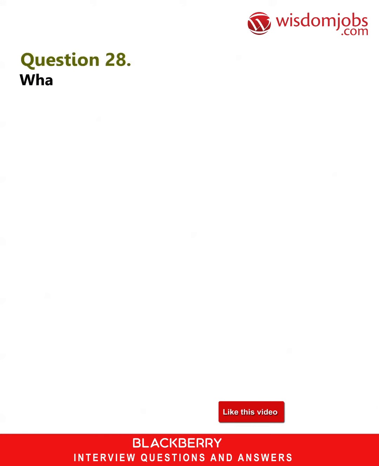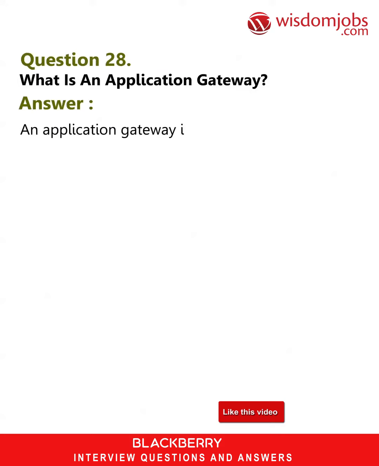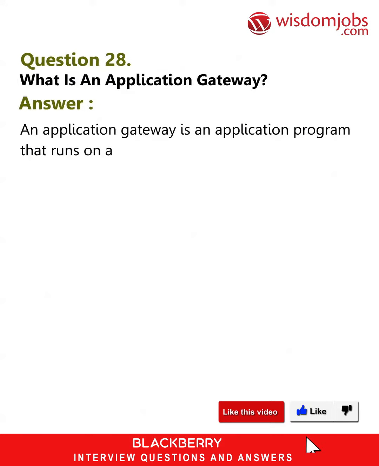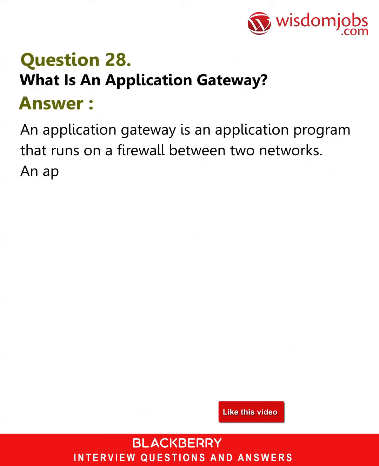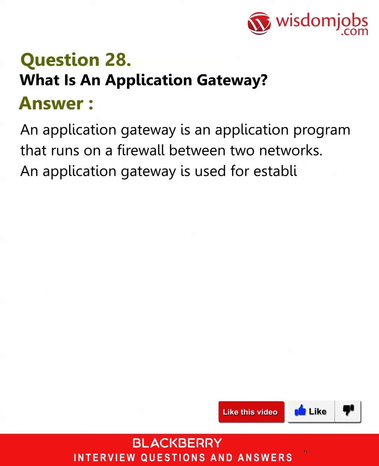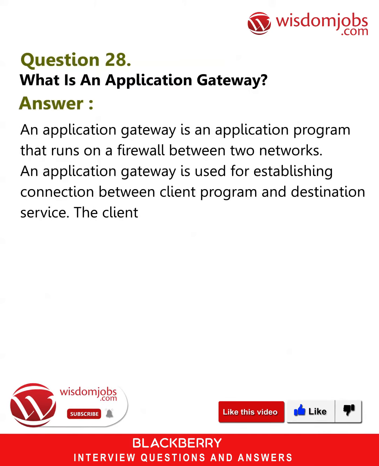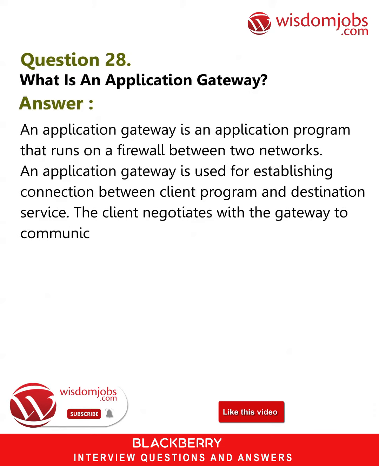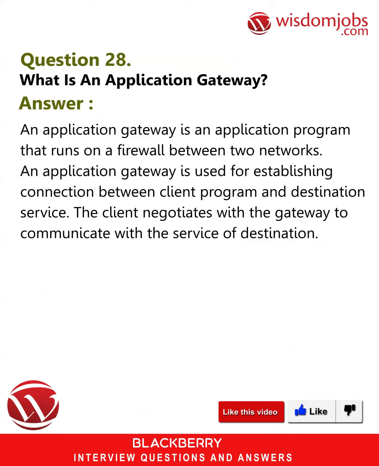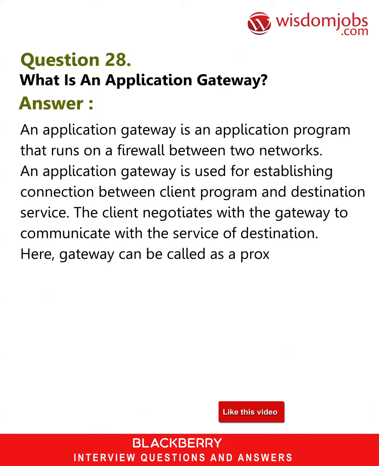Question 28. What is an application gateway? Answer. An application gateway is an application program that runs on a firewall between two networks. An application gateway is used for establishing a connection between a client program and a destination service. The client negotiates with the gateway to communicate with the destination service. Here, the gateway can be called a proxy.